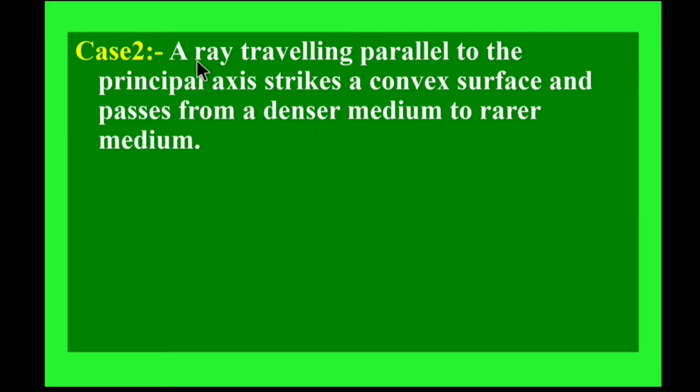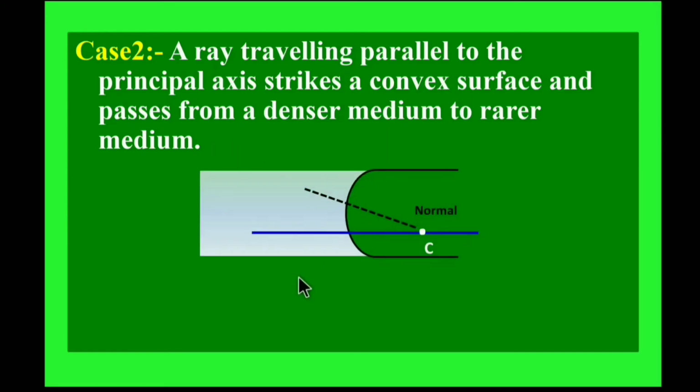Case 2. A ray traveling parallel to the principal axis strikes a convex surface and passes from a denser medium to rarer medium. Now, the surface is convex surface only, but the case is different. What it is, let us see. So this is the denser medium, this is the rarer medium. Now a ray traveling parallel to the principal axis strikes a convex surface. This is the convex surface now. So it strikes at this convex surface and passes from denser medium to rarer medium. So then how the bending takes place we will see.